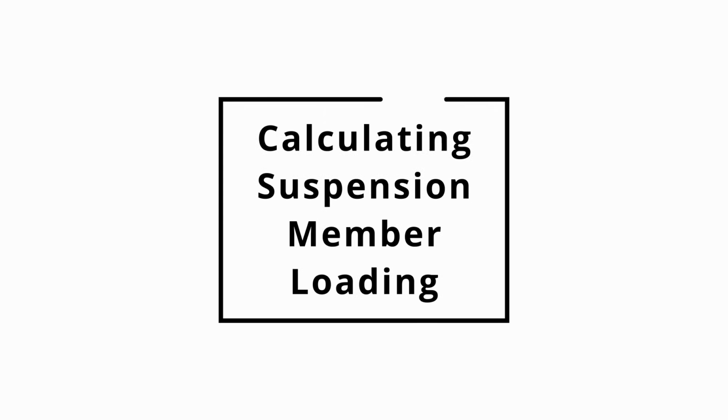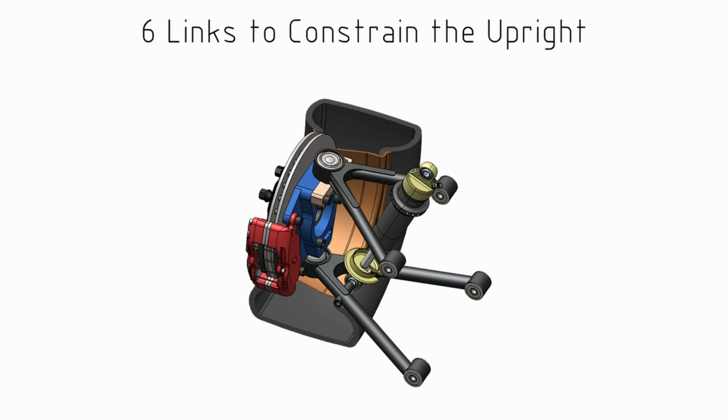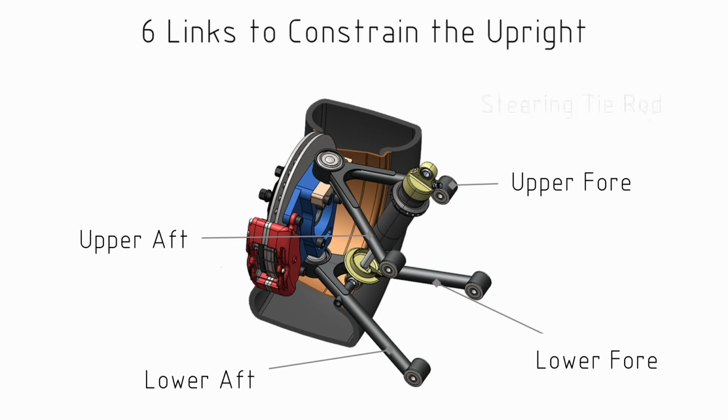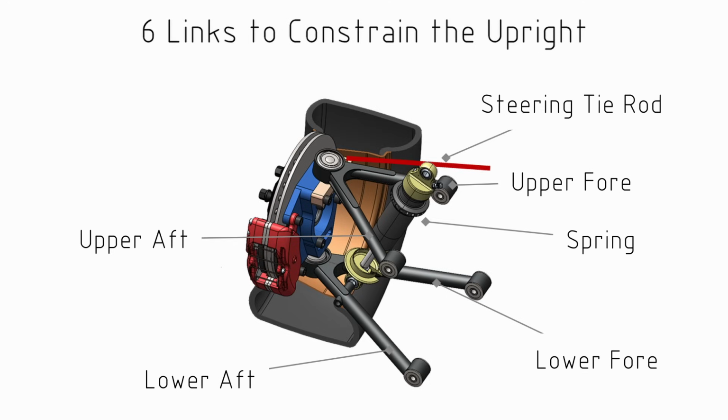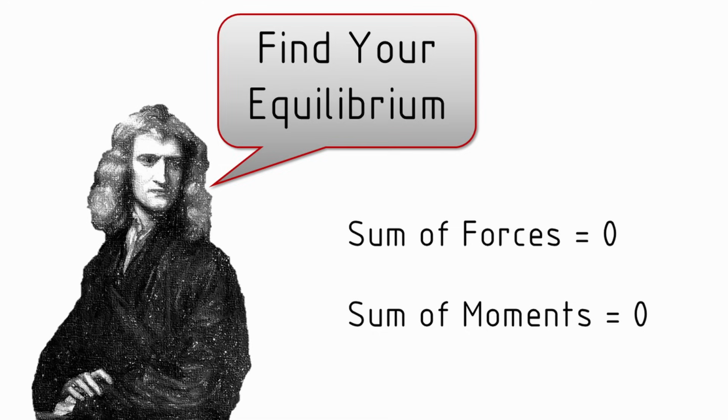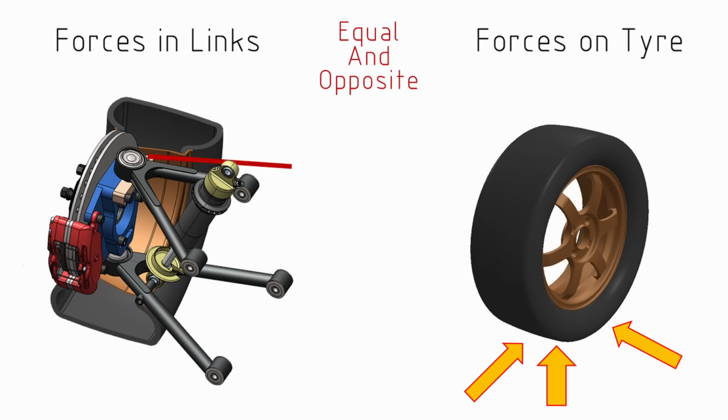Now to locate the upright in space, we're going to need 6 links. We're going to get 2 of those from a lower wishbone, 2 from an upper wishbone, 1 from a tie rod, and 1 from the spring, which we're going to model as a solid link. And to calculate the forces in these links, we're going to apply the concept of equilibrium, where we take the sum of the forces and moments to be equal to 0, or equal to the forces from the tyre.